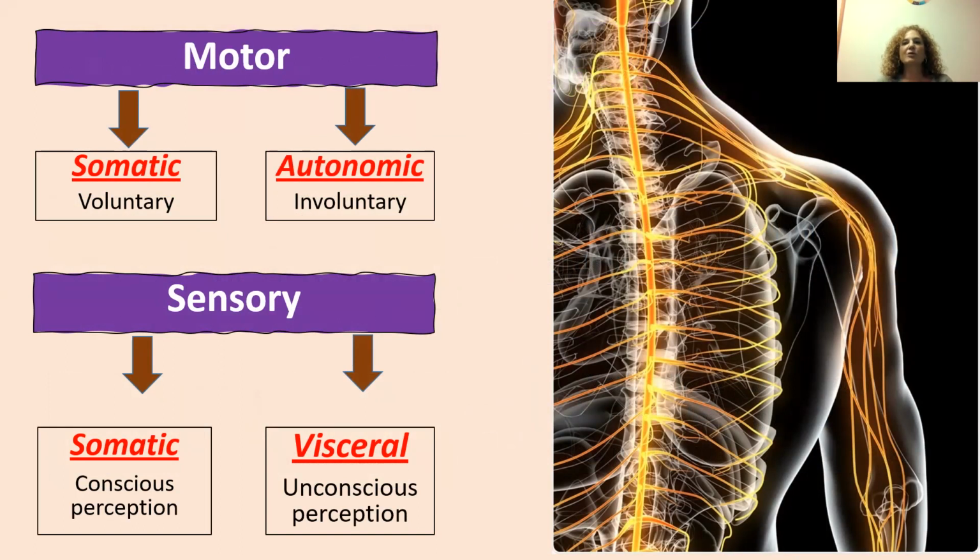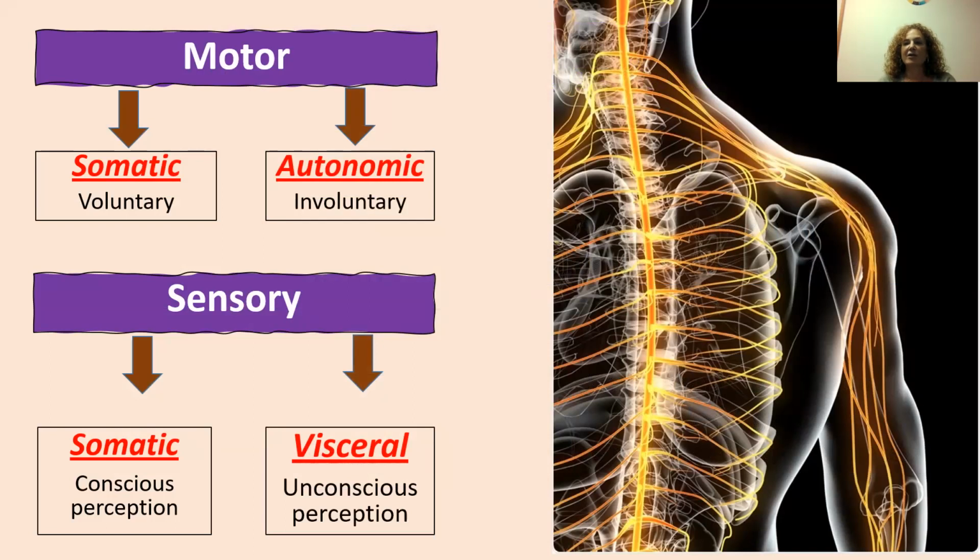So if we're looking at the motor system, we have two categories. One is the somatic category. That's the category that we are in control of, our motor functions that we are in control of, as well as the autonomic division, which are the motor controls that we are not conscious of, or we don't have any, I would say, control over.